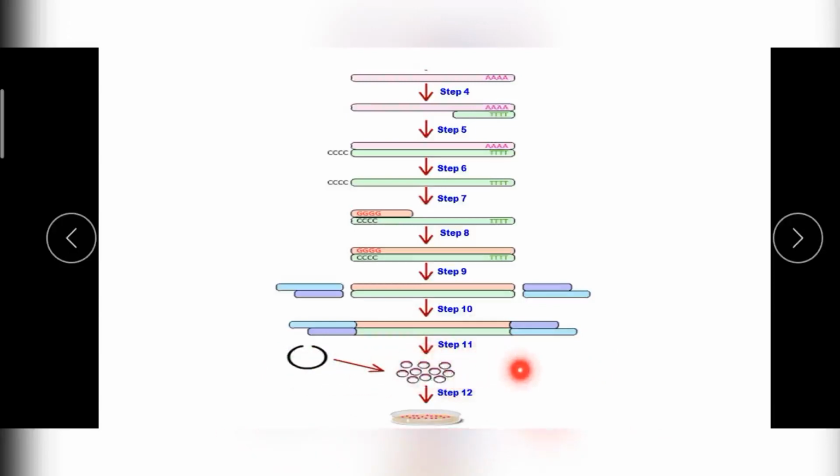These recombinant vectors are used for transformation in the host cell. This particular population will be representing the cDNA of this particular mRNA.